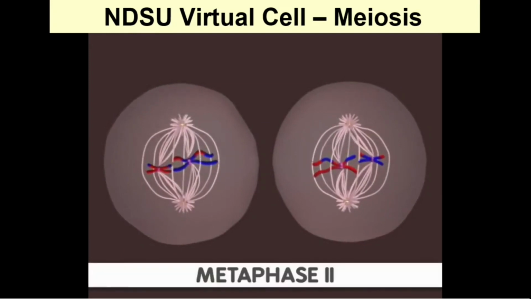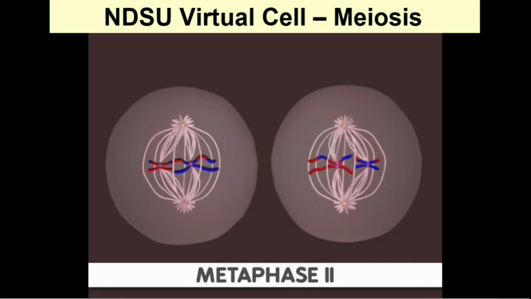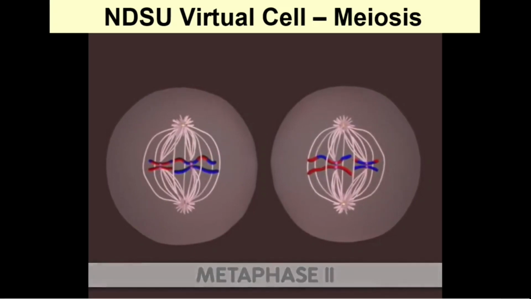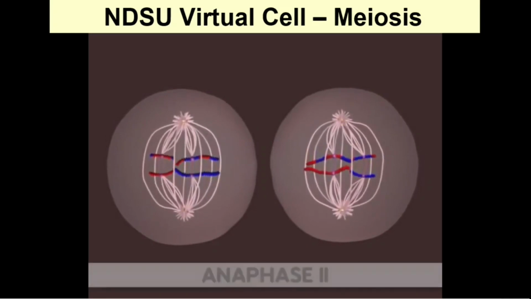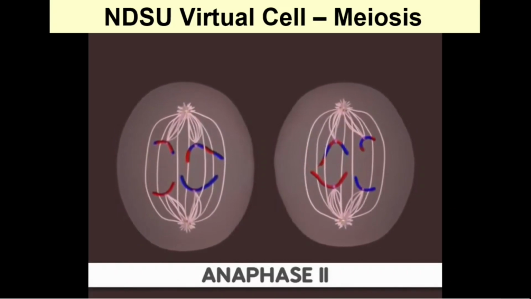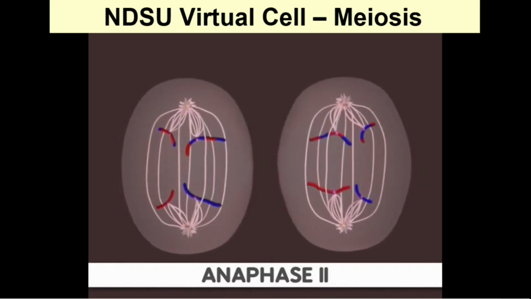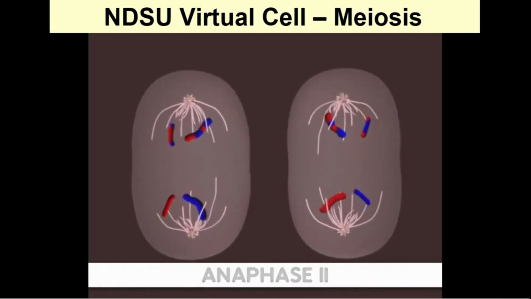In metaphase II, the chromosomes align at the equator of the cell. Again, the alignment is random. Since the sister chromatids are no longer identical, there will be many different possible ways for these chromosomes to align. In Anaphase II, the sister chromatids are pulled apart as the microtubules shorten. Also, the ends of the cell are pushed farther apart as microtubules elongate.